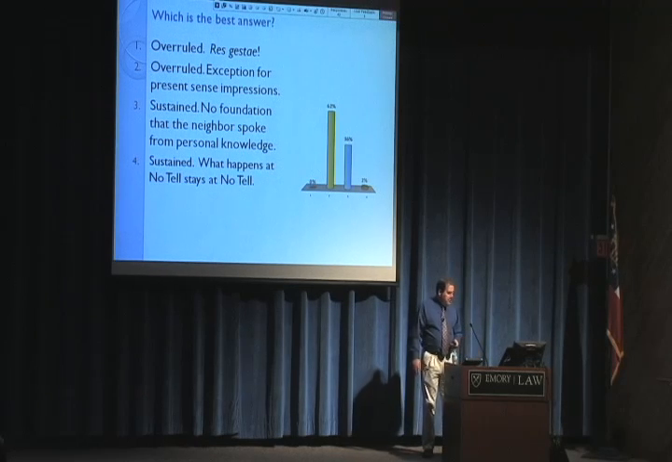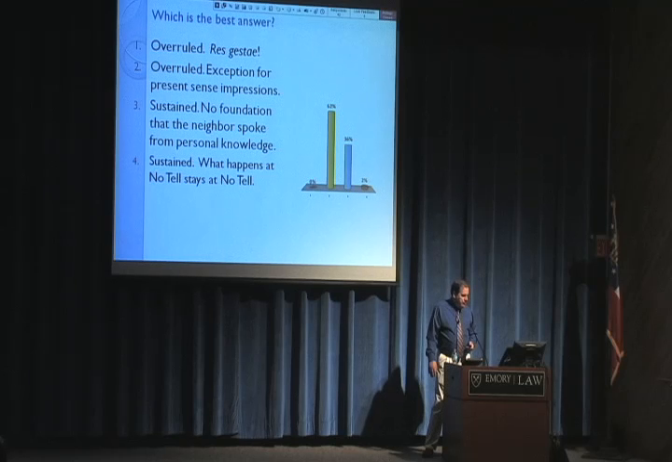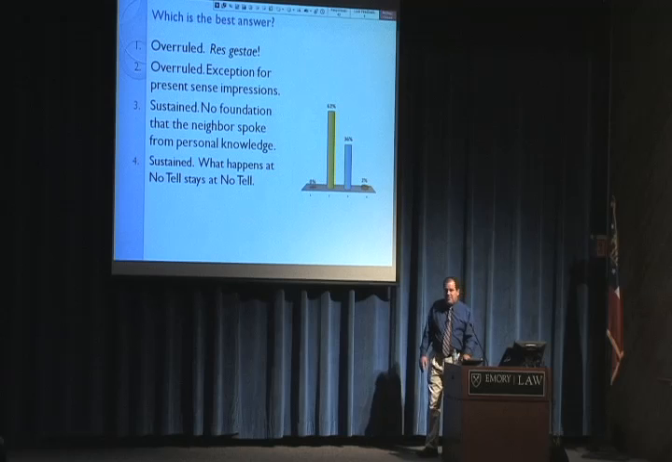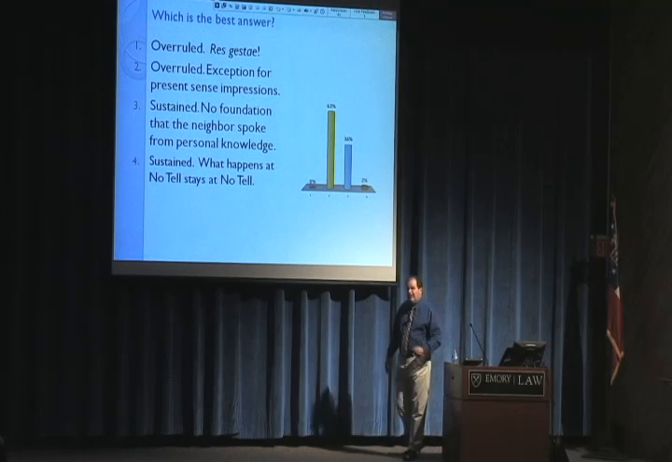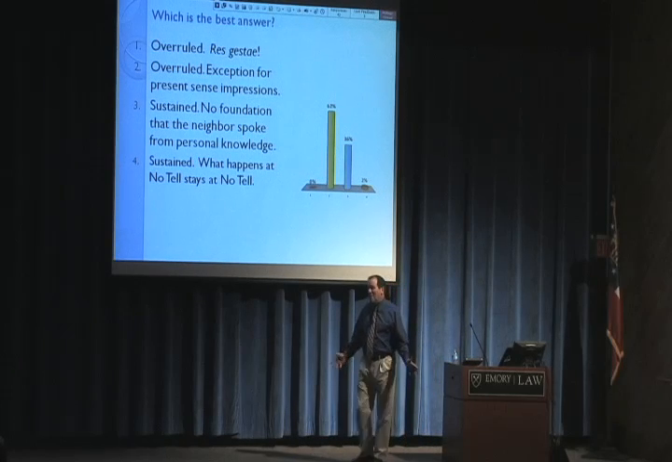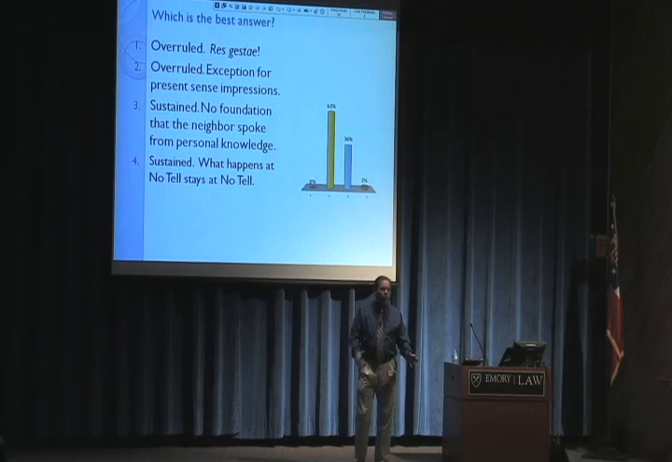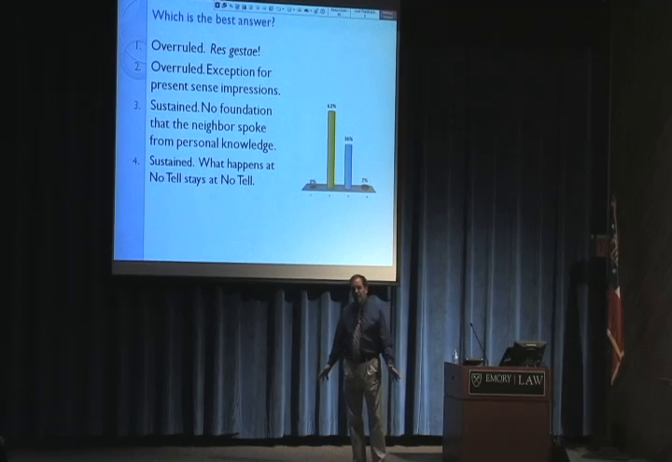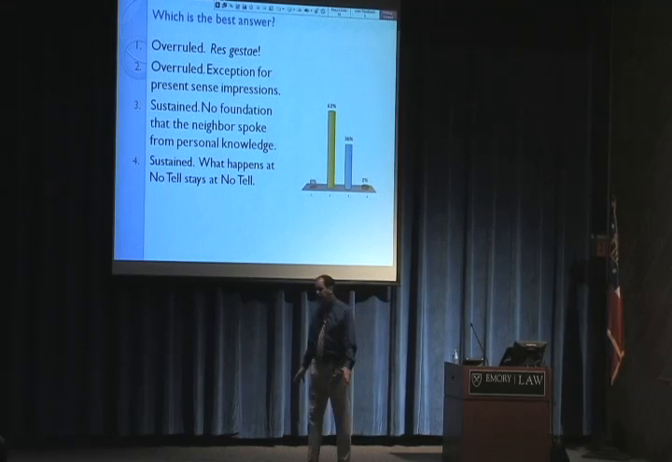And 62% of you got that right: exception for present sense impressions. Okay, the res gestae rule is dead, gone. Well, in 30 days, 31 days, we will no longer be cursed with the res gestae rule. And that's a good thing, because that is a crazy, unpredictable, and very vague rule.